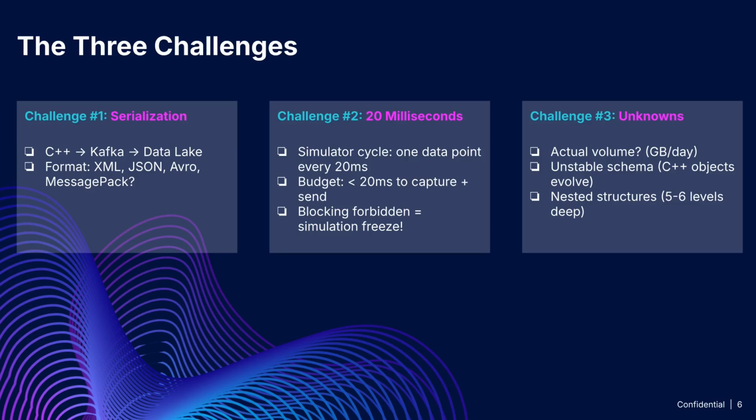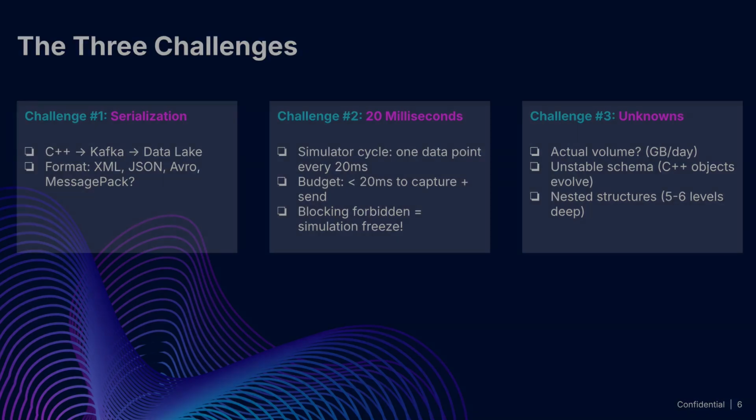Third challenge, we were navigating in uncharted waters. Actual data volume? Unknown. Schema stability? C++ objects evolve with product versions. Structure complexity? Objects nested 6 levels deep, with sometimes over 1,000 attributes.